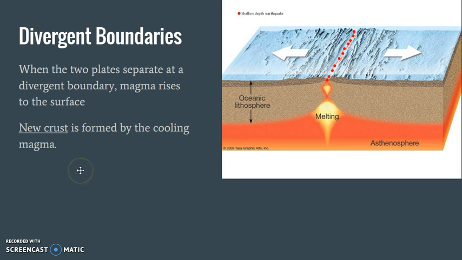All right. When the two plates separate at a divergent boundary, magma rises to the surface. It's basically pulling the earth apart. Magma is going to come up, and then when that magma cools, it forms new crust. All right, so this is where crust is made on Earth.